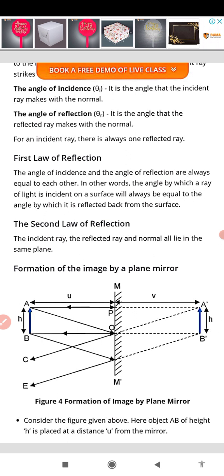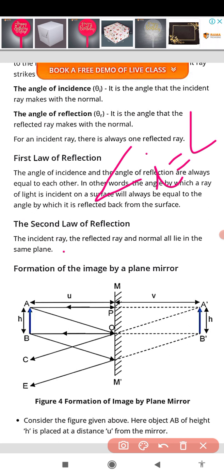Several laws predict the different aspects of the reflection of light. The first law: the angle of incidence and the angle of reflection are always equal to each other. Angle i is equal to angle r.